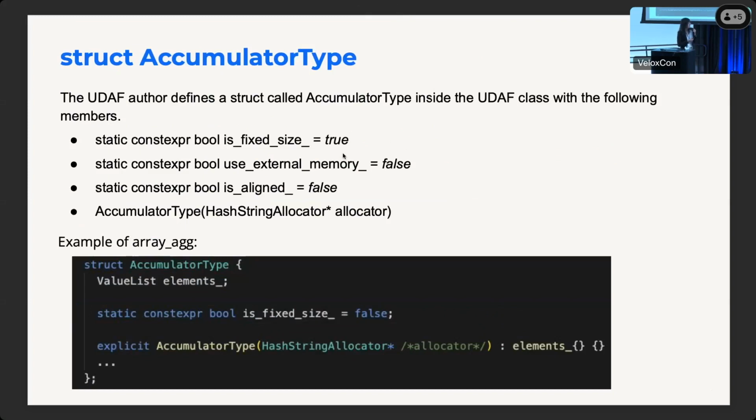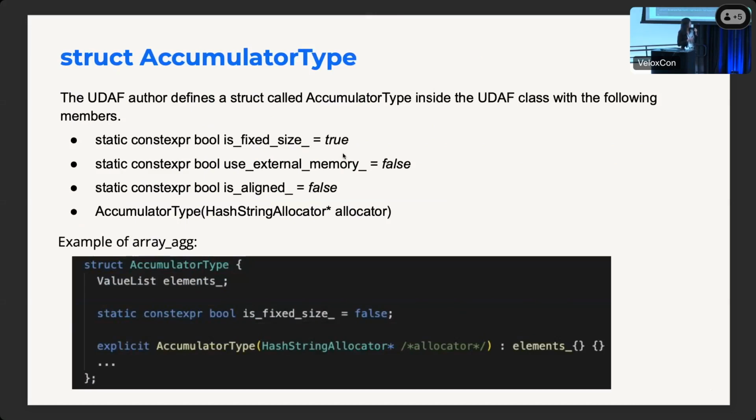And then the main part of the function is the accumulator type struct defined in the UDAF class. In this struct, we declare some properties about the accumulator: whether it's a fixed size, whether it uses external memory, and whether it is aligned. Those flags also have a default value, so the author only overwrites them if they don't want the default one.